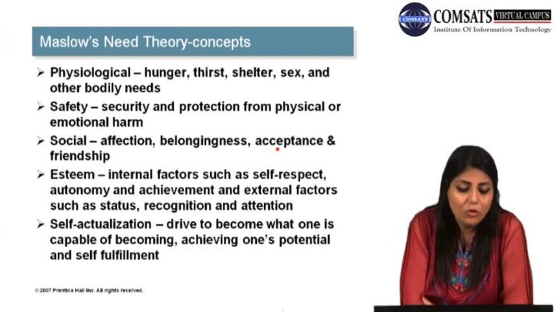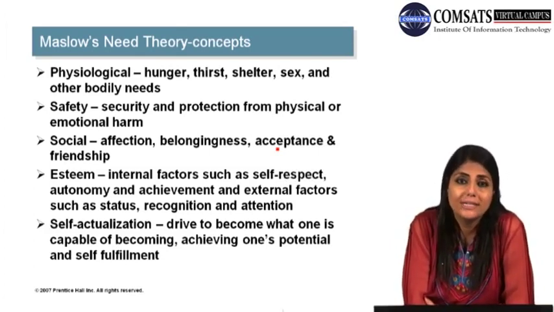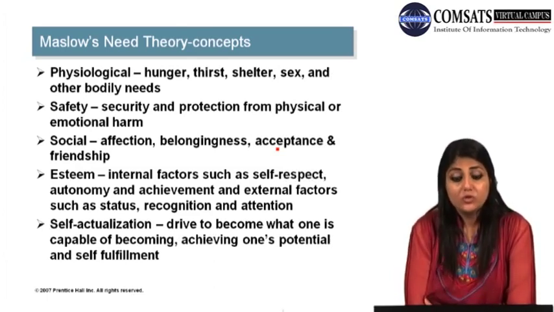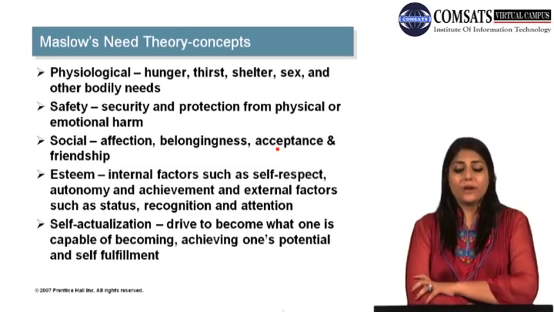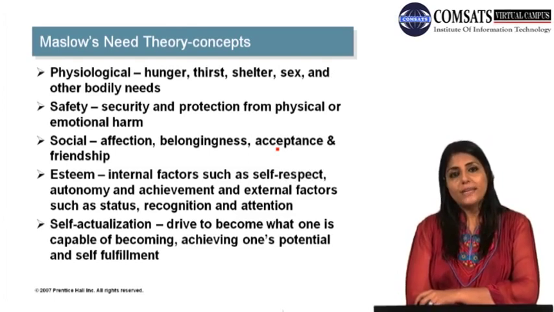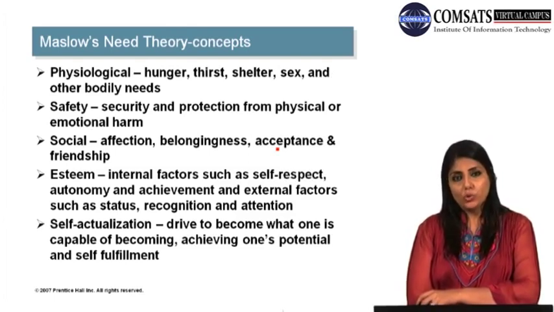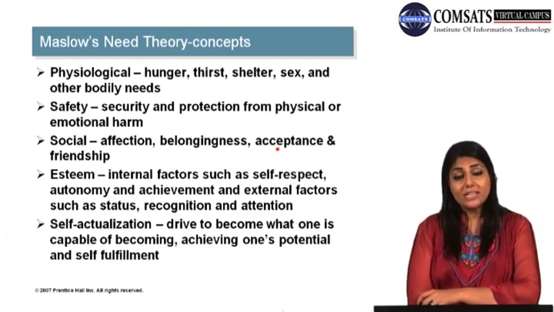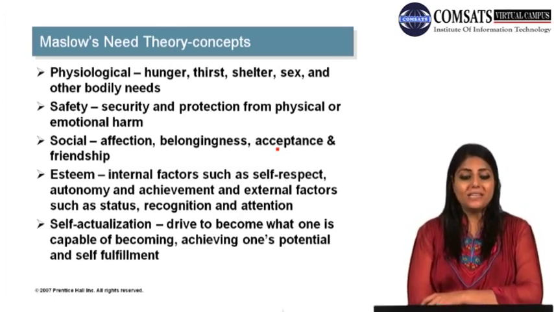Once the safety needs are also met, then the individual goes to the social needs. The social needs are basically the needs for belongingness, the need for acceptance, the need for affection, etc. Of course everybody has social needs. You want to have a sense of belonging, a sense of affiliation with others, a sense of affection with others. So these are your social needs.